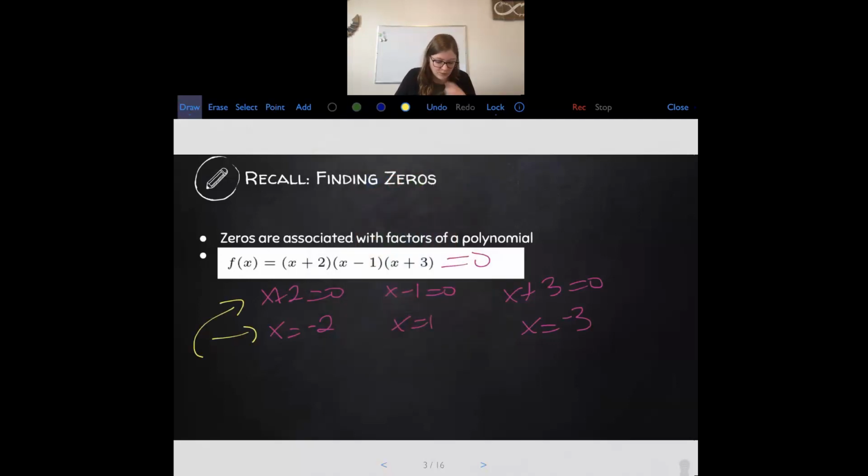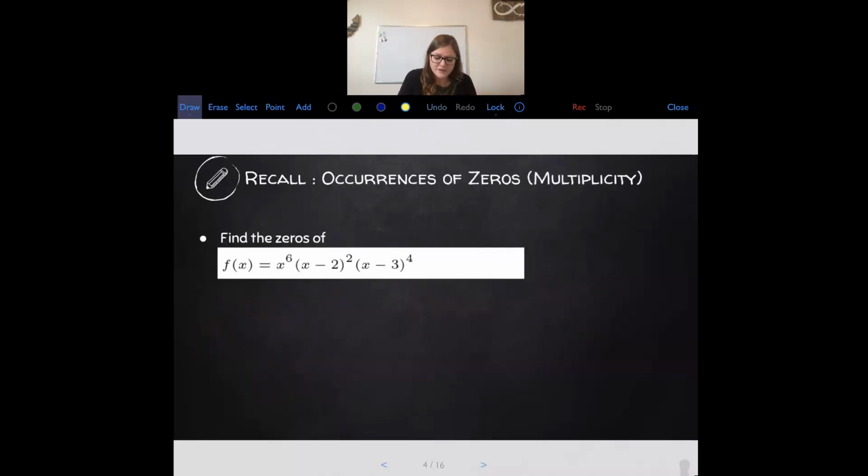Okay, and so what that looks like then is, if you were to say, okay, my zero is x is negative 2, if you were to add 2 to both sides, you would get x plus 2 is equal to 0, which is the exact factor it came from. Okay, and we're going to practice this a little bit more later on. Remember also, our occurrences of zeros are the multiplicity of each.